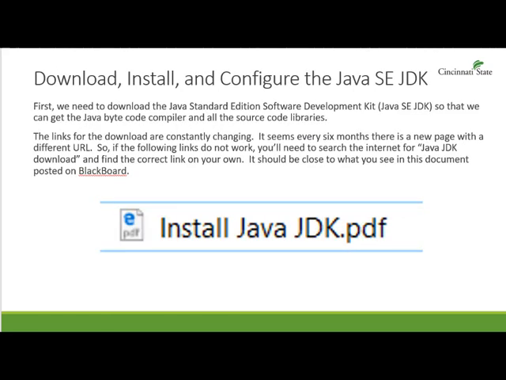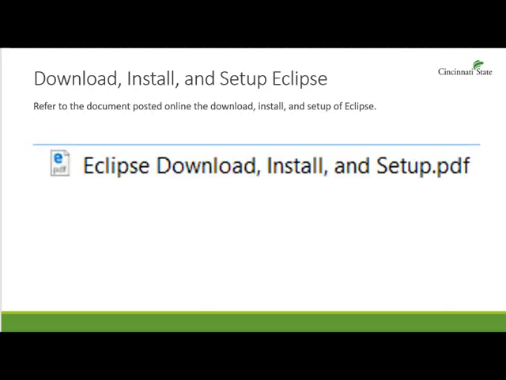Refer to the Install Java JDK document posted on Blackboard. The downloads are changing every 6 months, so if you have some discrepancies between the document and what is online, just use what is online. Go to the internet and search for Java JDK download and follow the online instructions. Refer to this document on Blackboard for the download, installation, and setup of Java.